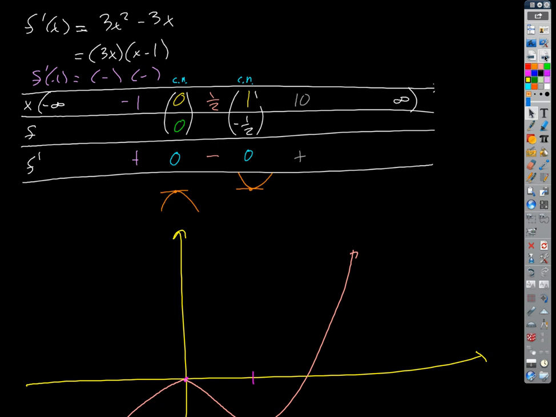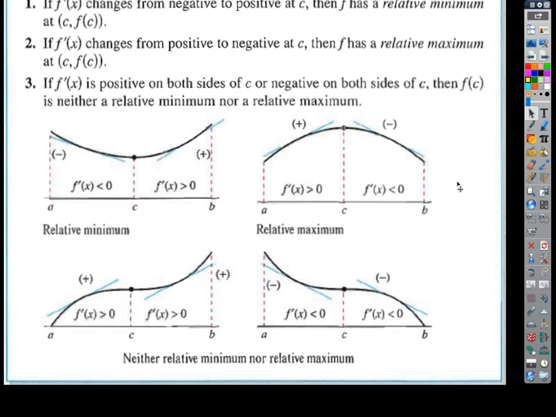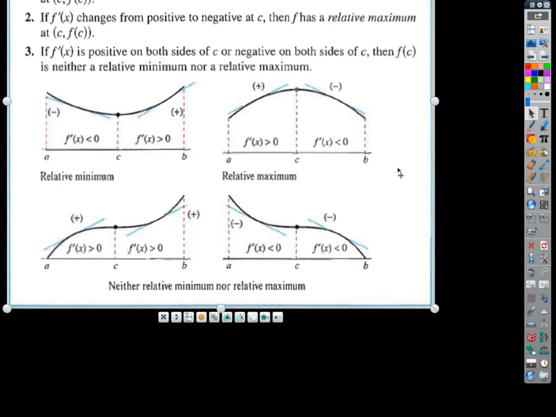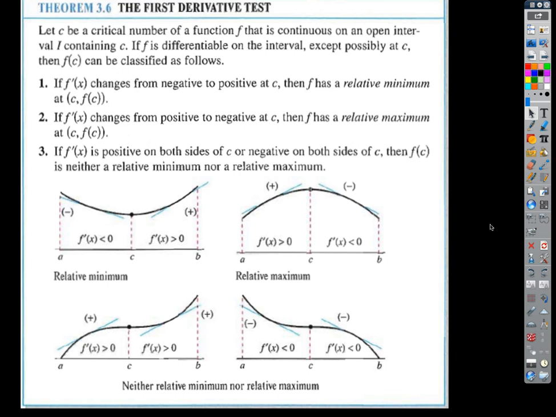Oh, but real quick, here's a summary of what we just did. That's pretty big. Let's make that one smaller. So here's the first derivative test, and this is all we talked about. If the derivative changes from negative to positive at c, then it's a relative minimum. If it changes from positive to negative, then it's a relative maximum. If it's positive on both sides or negative on both sides, then it's neither.